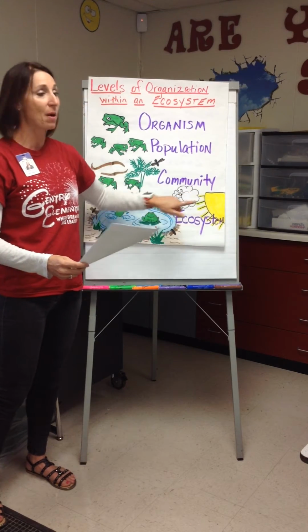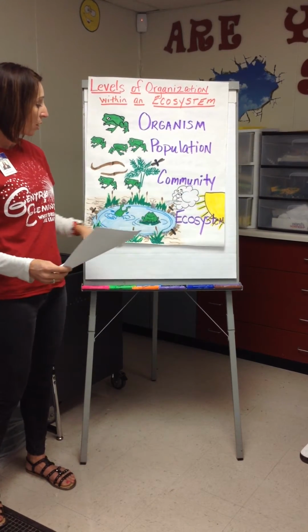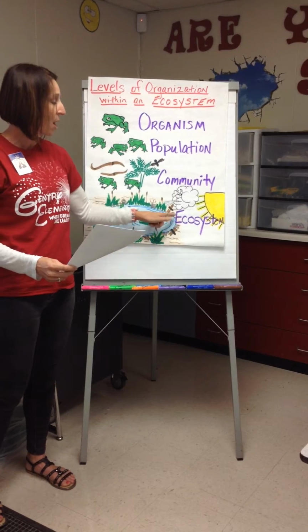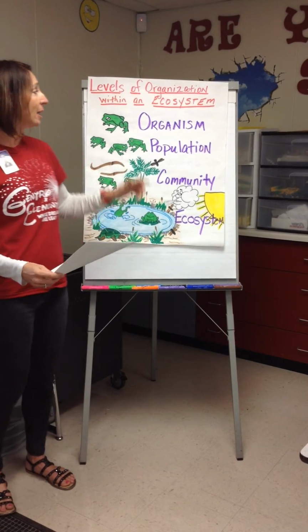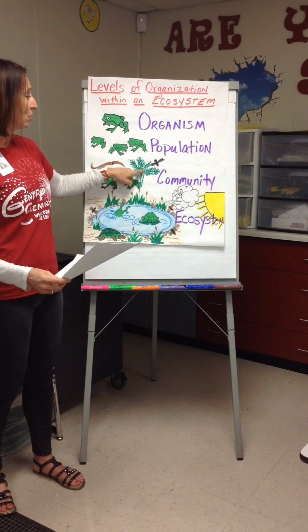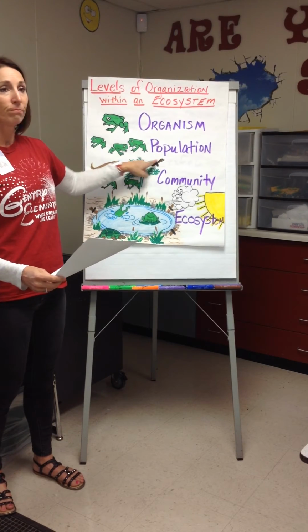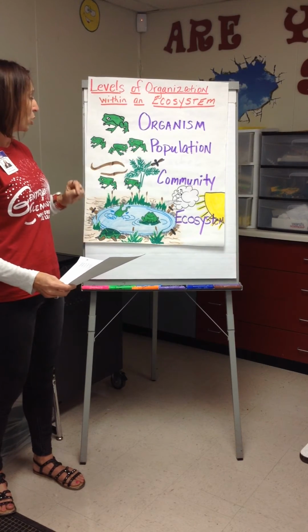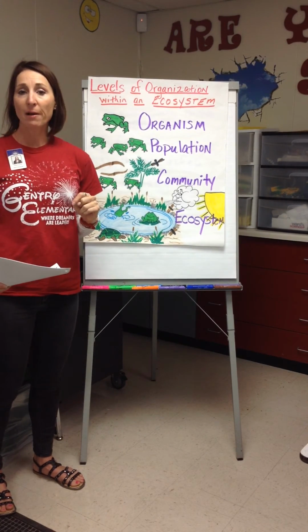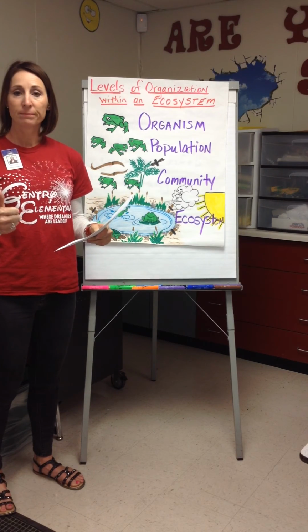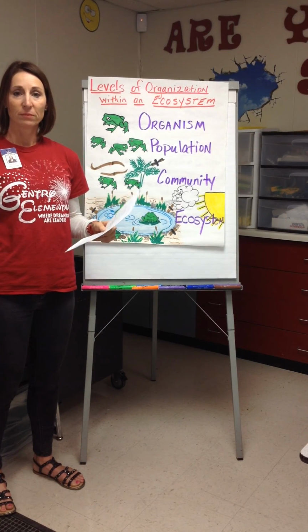Abiotic is sun, abiotic is air, abiotic is water, abiotic is soil, abiotic is rocks. Biotic, frog. Biotic, shrub. Biotic, bug. Biotic, worms. Okay, we got it? Yeah. All right.